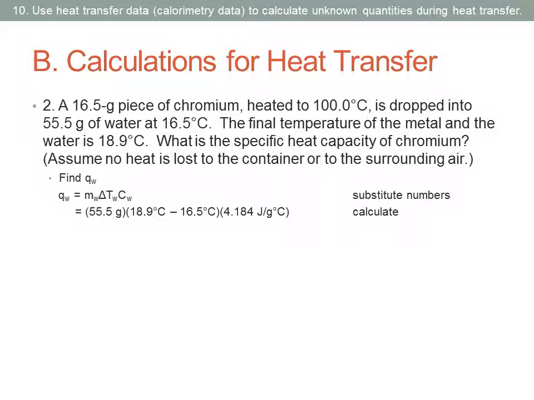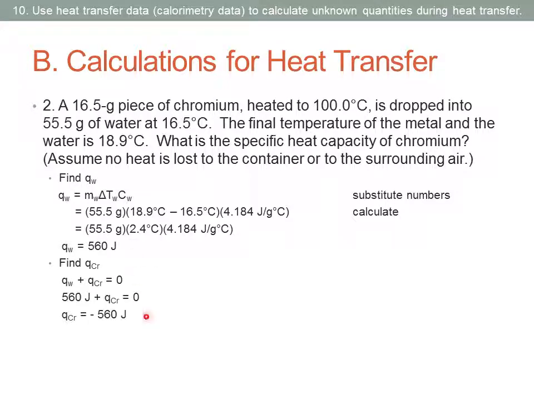So just plugging in the numbers, 55.5 grams times the change in temperature of the water times the specific heat of water, this will give you 560 joules. Now that we know the water is going to absorb 560 joules, we can find how much energy the chromium released. Well, that's going to end up being negative 560 joules, the opposite of Q_W, negative because it released it.